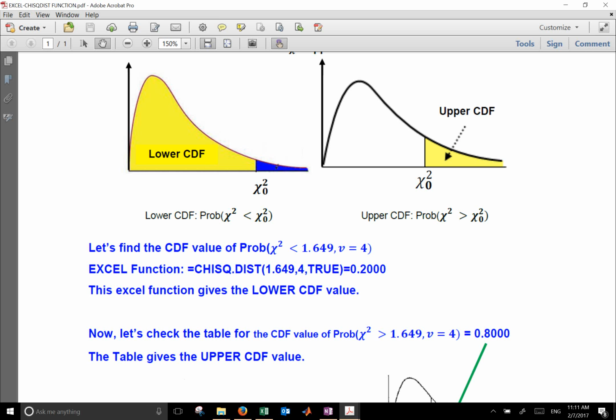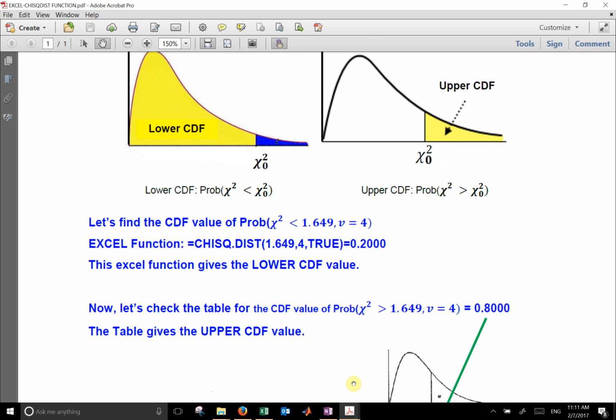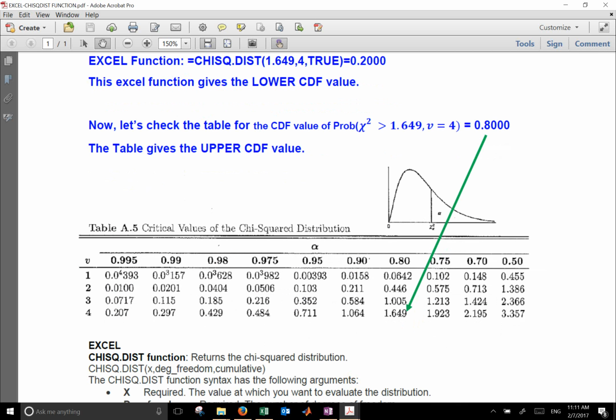But I think Excel, and how to use Excel to draw normal probability plots or do this kind of calculation, are all very practical skills. I hope you guys can master them. Okay, making sense? So that's the difference between lower and upper CDF.